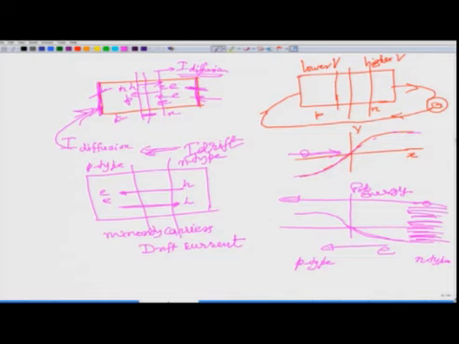Diffusion is because of the majority carriers concentration difference, and the drift is because of the minority carriers and the electric field existing. And in equilibrium, the magnitude of this diffusion current is the same as the drift current, and hence the net current is 0.